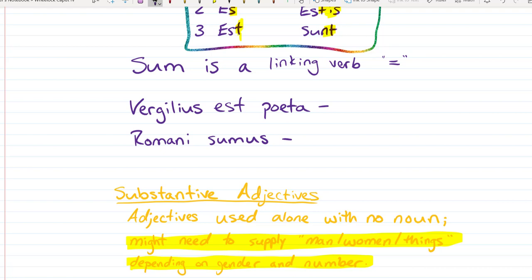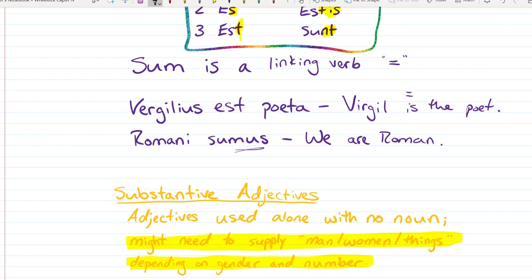So in this first sentence here, Vergilius est poeta, which would just translate as Virgil, which can be spelled with an E or an I there, in English, is the poet, or is a poet. Really what this is saying is just Virgil equals the poet. Same thing here, we have a mus ending, so our subject is really we. We could add it, but we don't need to. And then, we are Roman, or we are Romans. Again, we equal Roman. And this is the idea of a linking verb. So it's going to work the same way in English as it does in Latin.